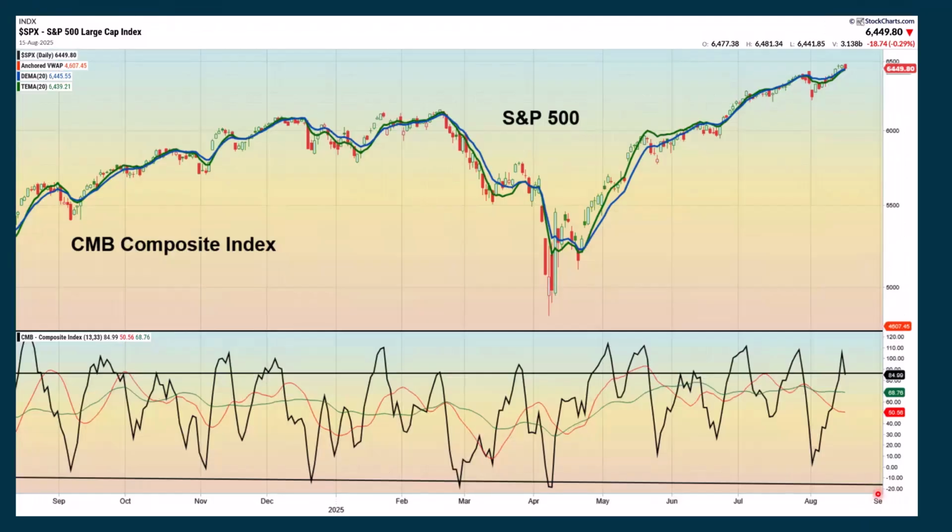Then the CMB composite, this was in the daily video. I think it was for Friday. Now we saw a drop here, and it's actually dropping below the black line. I only use this when we get above the black line or below the bottom black line. Now it's more in neutral reading as far as I'm concerned.